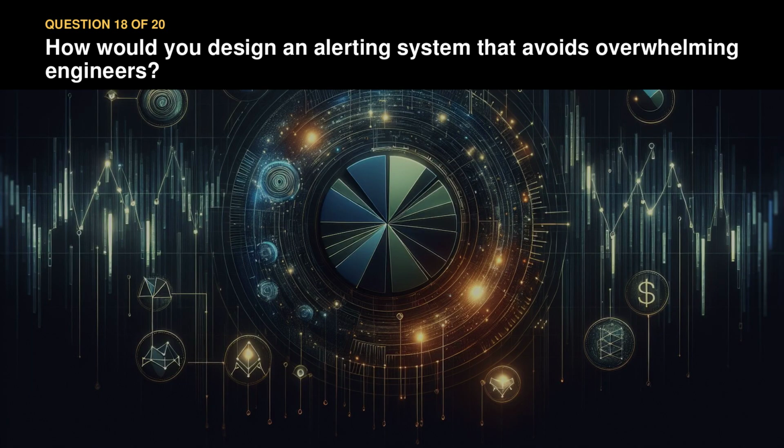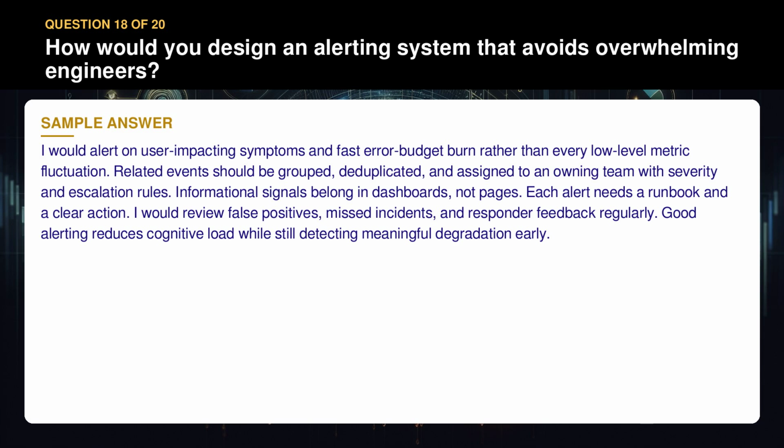Question 18. How would you design an alerting system that avoids overwhelming engineers? I would alert on user-impacting symptoms and fast error budget burn rather than every low-level metric fluctuation. Related events should be grouped, deduplicated, and assigned to an owning team with severity and escalation rules. Informational signals belong in dashboards, not pages. Each alert needs a runbook and a clear action. I would review false positives, missed incidents, and responder feedback regularly. Good alerting reduces cognitive load while still detecting meaningful degradation early.